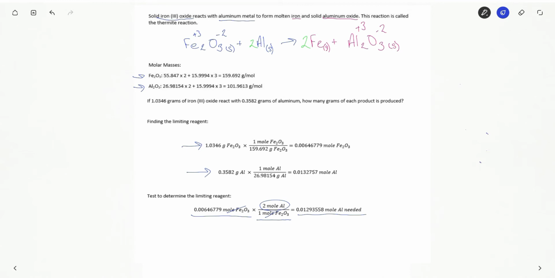How many moles of aluminum do I actually have? Well, for that, I need to look up here to my previous calculation. This is how many moles I actually have. And you can see that I actually have more moles of aluminum than I need. So if I have extra aluminum, that means aluminum is in excess, and my iron 3 oxide is my limiting reagent.